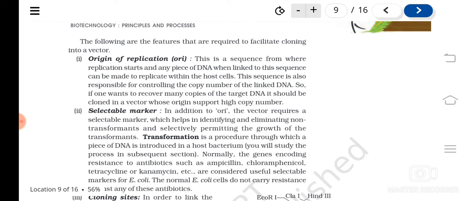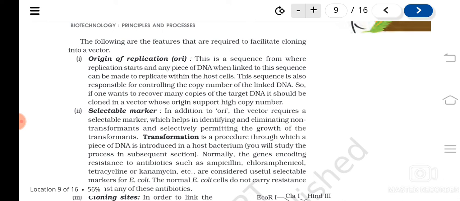This is the sequence of DNA from where the replication starts. So the gene which we have added can also get replicated. It also controls the copy number, that is, how many copies of the gene of our interest are produced. That is also controlled by the origin of replication. Understood?